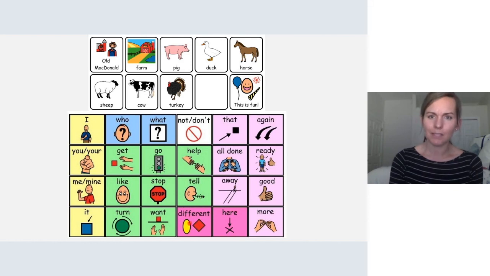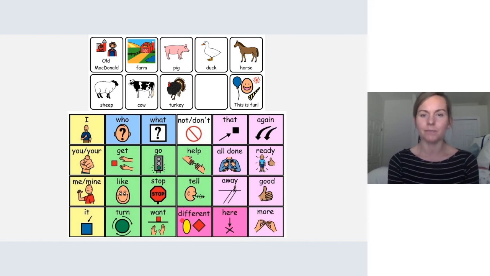Did you see something different? You're right. We also saw a horse. A horse says neigh, neigh. Old MacDonald also had a horse on his farm. Let's do one more. What animal says ba, ba? You got it. Good job. A sheep. A sheep says ba, ba. Old MacDonald also had a sheep on his farm.